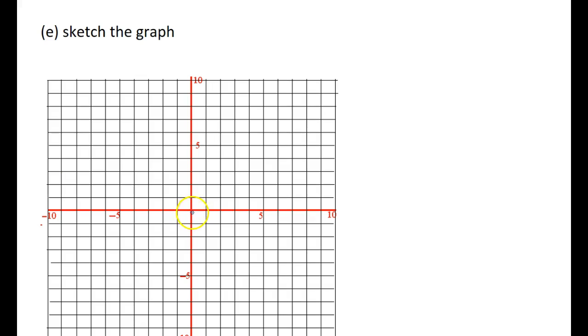And now we have enough information to get a pretty good sketch of the graph. So you remember that we have a point at 0, 0. We had a point at 1, 4. We had a point at 2, 2. We had a point at 3, 0. And remember that we knew it crossed at 0, 0. And then it just touched at 3, 0. And so that is our graph of the function.